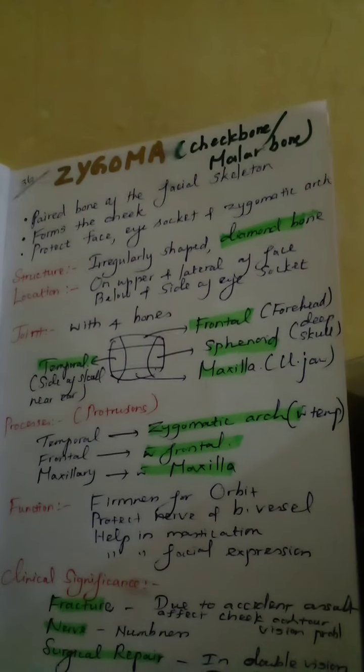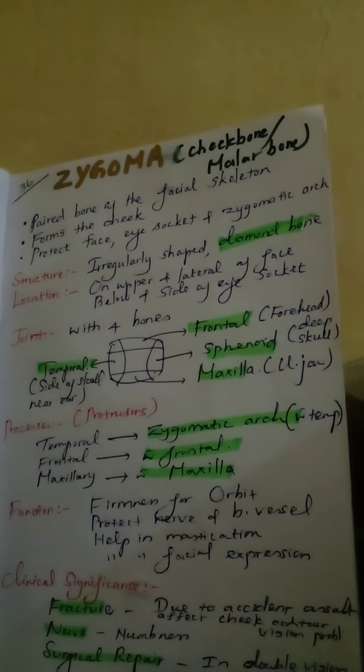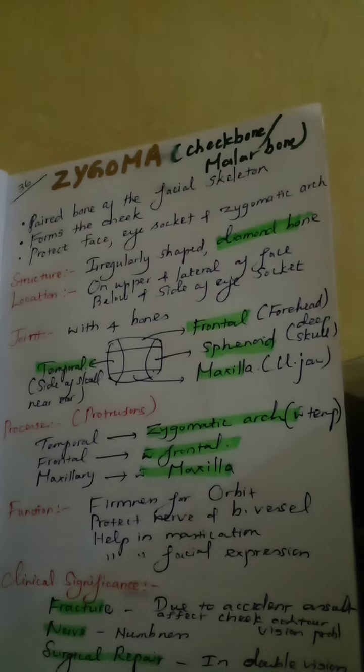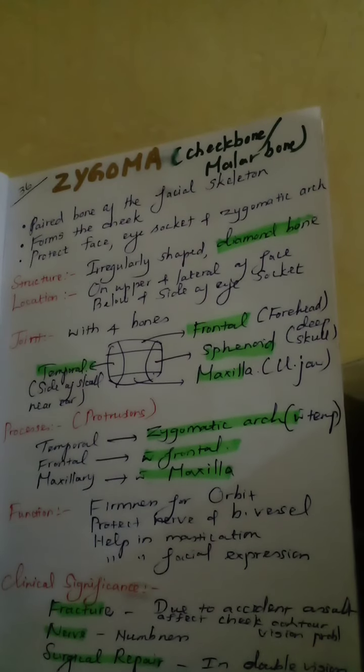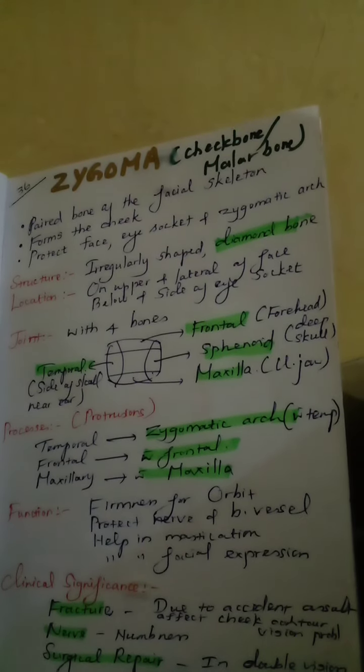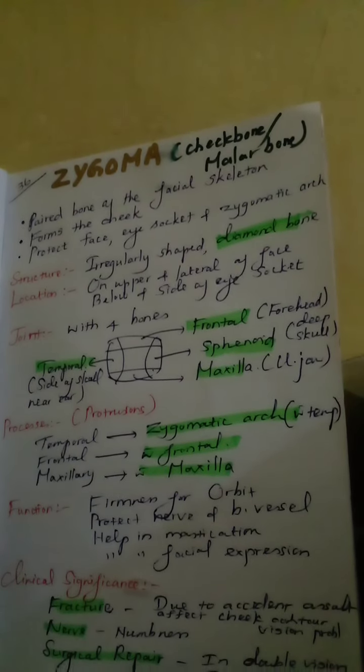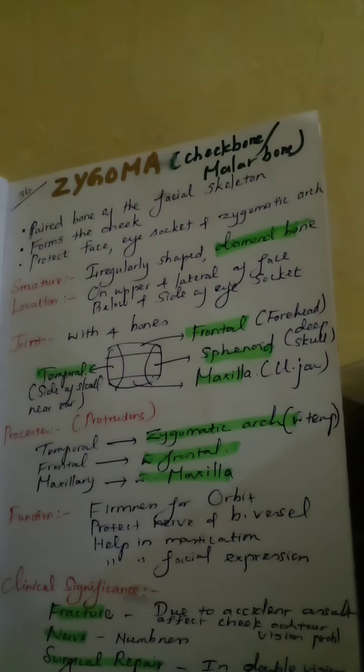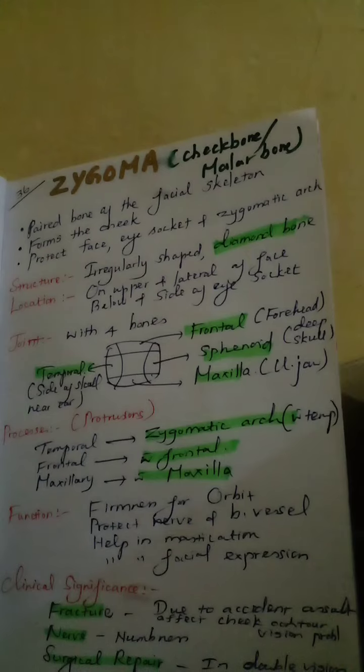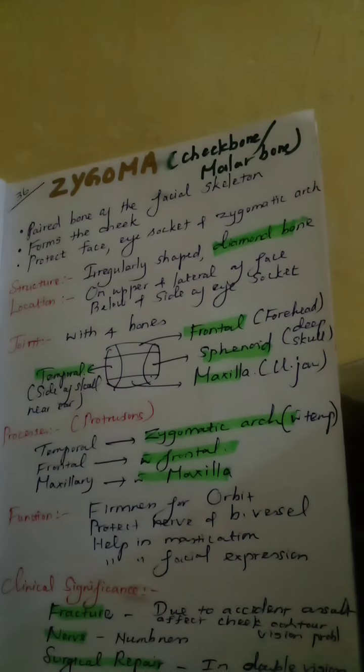Even though we said it is helpful to protect the face, the eye socket and the zygomatic arc, in general, it gives firmness to the orbit. It protects the nerves and the blood vessels within it. It also helps in chewing, which is known as mastication, and also in facial expression.